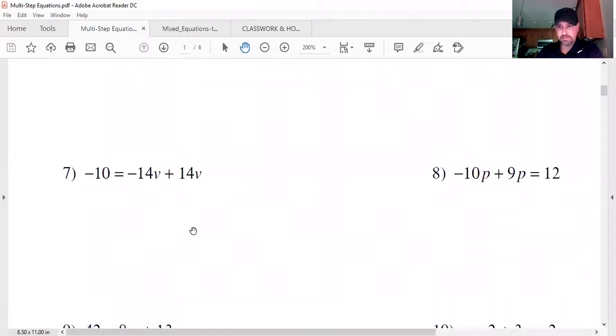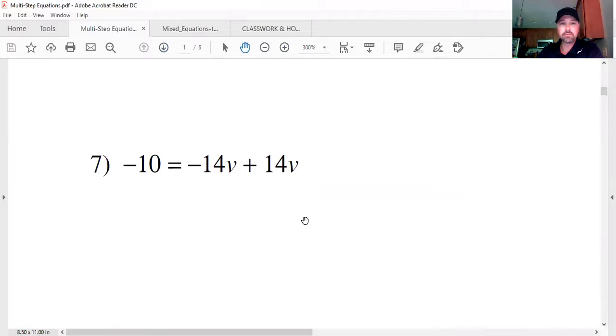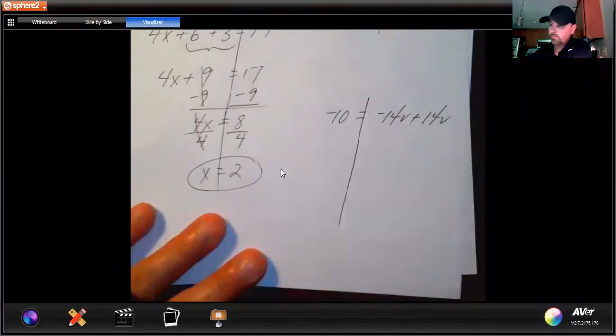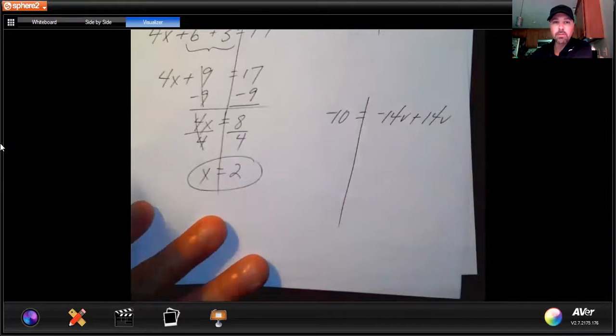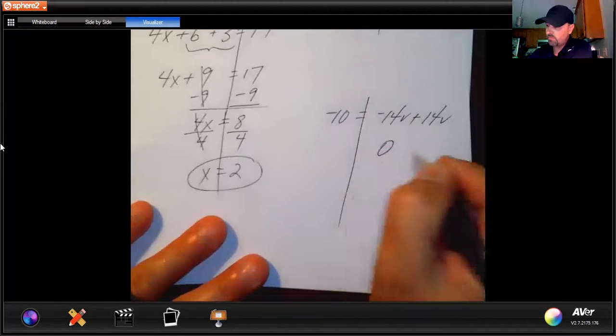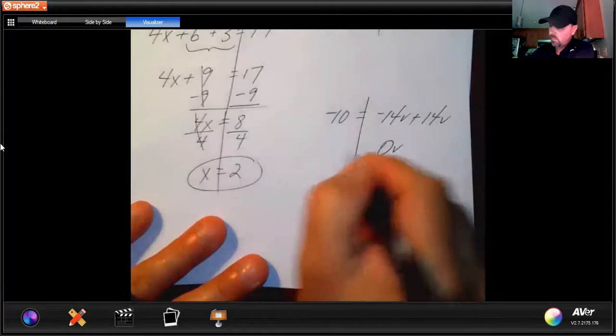All right, take a look at number 7. This is just something that needs to be pointed out. It's one of those tricky ones in a way. Okay, so we have negative 10 is equal to negative 14v plus 14V. All right, so first step, combine like terms. Negative 14 and positive 14 is 0. V. Bring down.